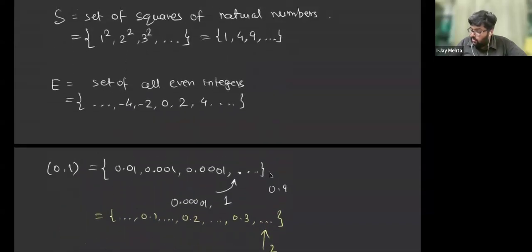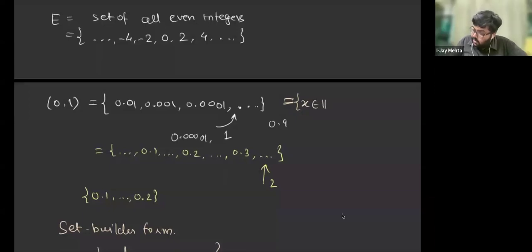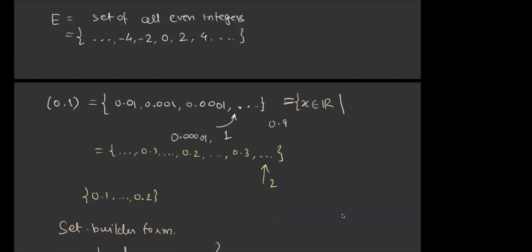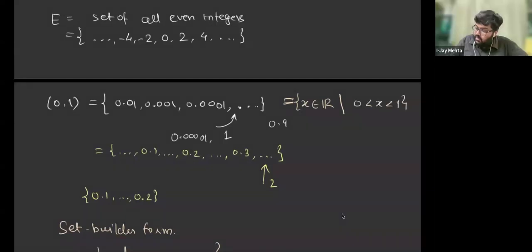So how do we write this, the interval 0, 1? Is there any better way of writing now? Open interval 0, 1. We already discussed, if you remember. Room number 7, Nandini. Yes, sir. How do I write? x belongs to real numbers, such that 0 less than x less than 1. Yes.